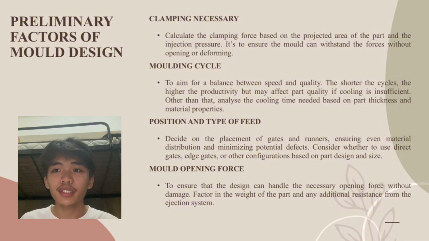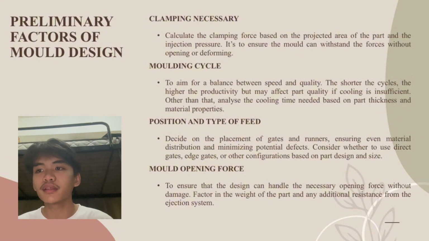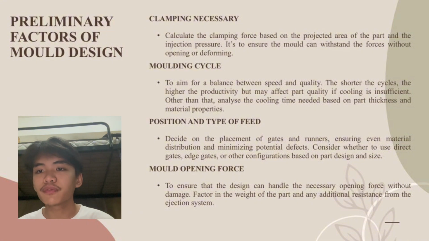So third, position and type of feed. Decide on the placement of gates and runners, ensuring even material distribution and minimizing potential defects. Consider whether to use direct gates, edge gates, or other configurations based on part design and size. Lastly, mold opening force, to ensure that the design can handle the necessary opening force without damage, factoring in the weight of the part and additional resistance from the ejection system.